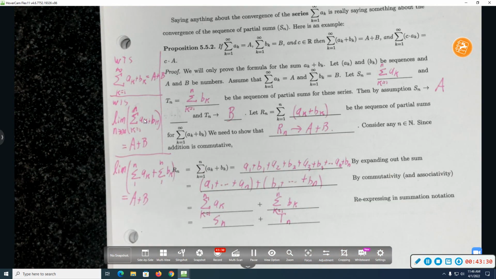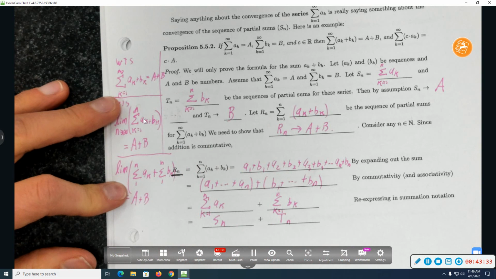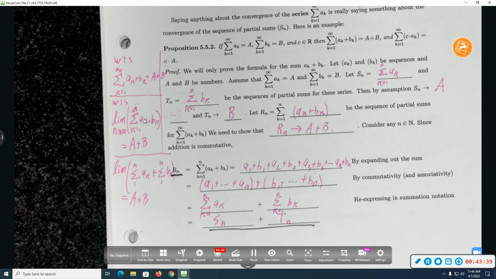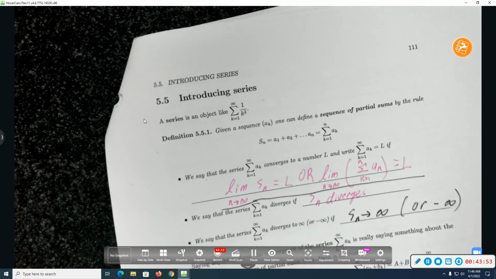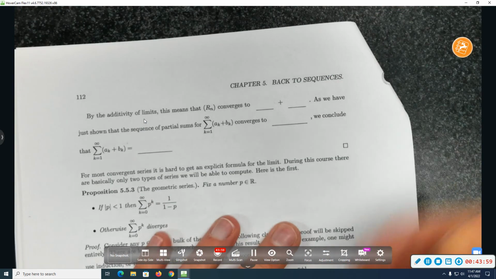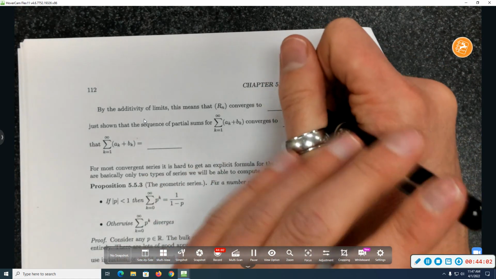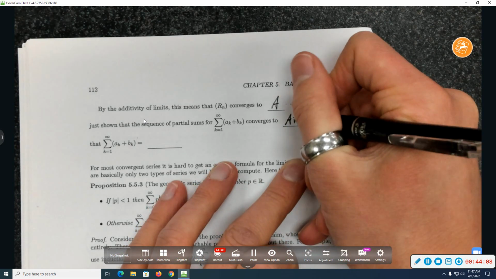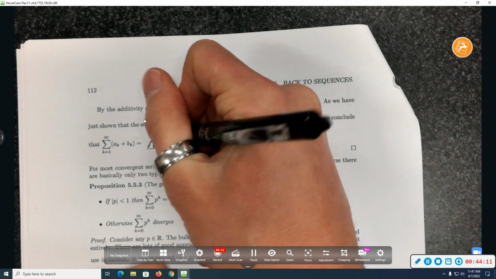So, let's check this out. Here's the conclusion. Rn, the thing whose limit I want to take, is equal to Sn plus Tn. Do I know what the limit of Sn is? Sure do, it's A. Do I know what the limit of Tn is? Sure do, it's B. So, are there limit laws that just finish the proof for me? Yeah, nice. So I didn't even have to pull out any epsilons or anything. By additivity of limits, this means that Rn converges to A plus B. We've just shown that the sequence of partial sums for this series converges to A plus B, so the infinite series is A plus B.